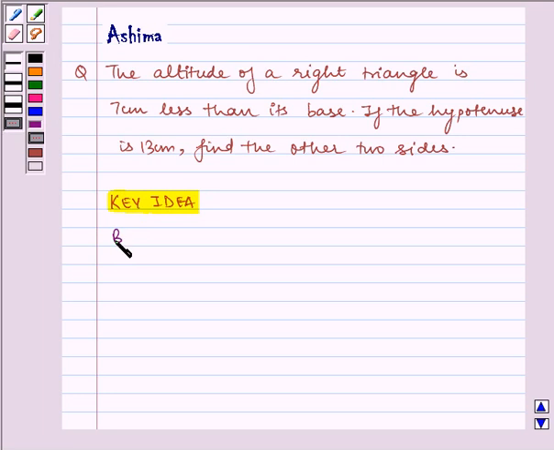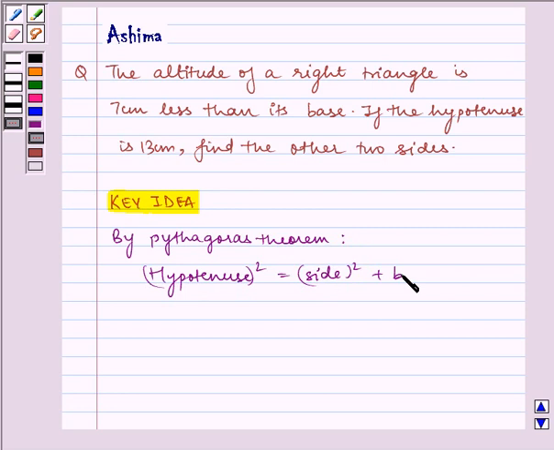By Pythagoras' theorem, hypotenuse square is equal to side square plus base square in a right angle triangle.